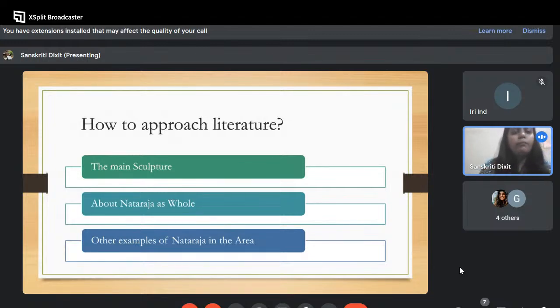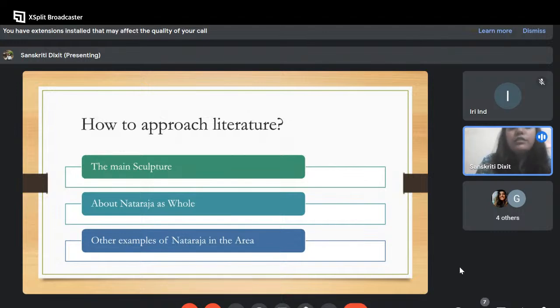So for the main sculpture and the other Nataraj, my data collection was divided into two types. If you see, one was people and the other was books. People is where I need to go and talk. I need to visit the site, explore the site, survey it, interview people, take measurements. And the books is where I need to analyze the documents. So I knew what I needed to do where.